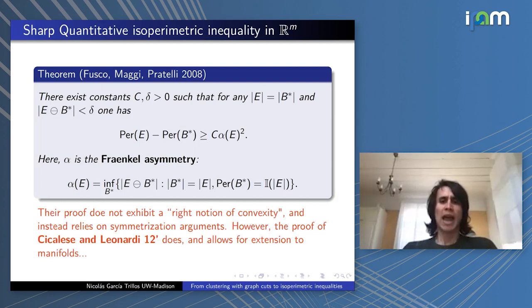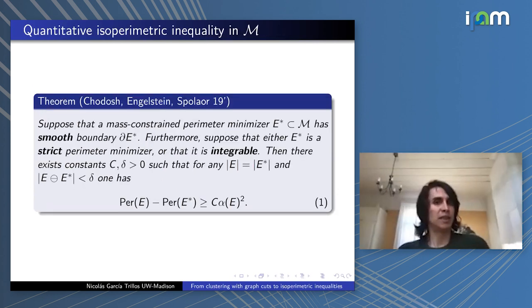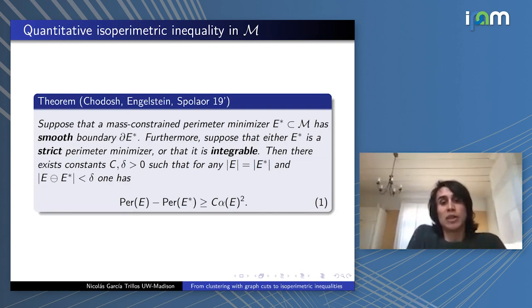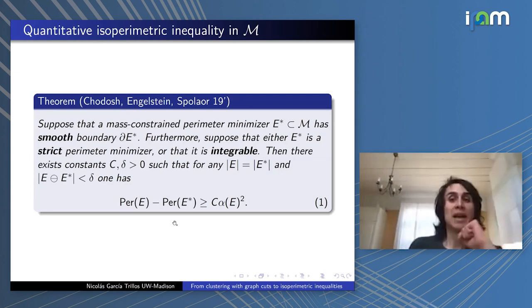One of the things that their proof also does is that it allows for extensions to manifolds, and this is indeed something that was done very recently, just last year. Basically, Chodosh, Engelstein, and Spolaor show a similar isoperimetric inequality for manifolds, but now assuming some properties on the solution to this mass constraint perimeter minimization problem.